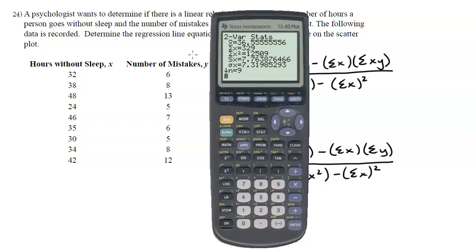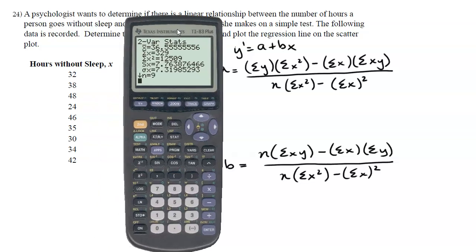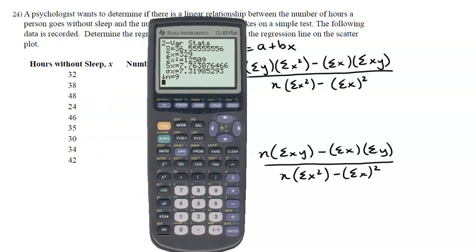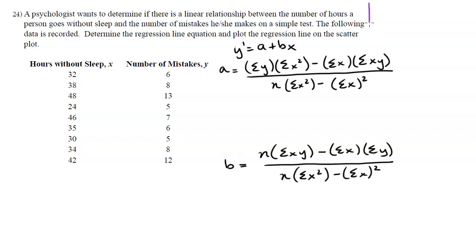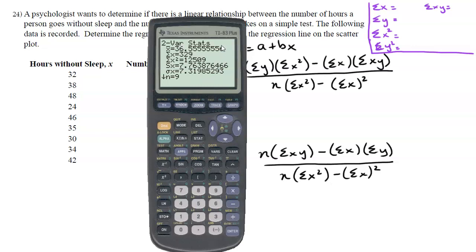Okay, so let's write these on the side. I'll create a little section up here. I know I need the sum of x, the sum of y, the sum of x squared, the sum of y squared, and the sum of xy. So the calculator should give me those.